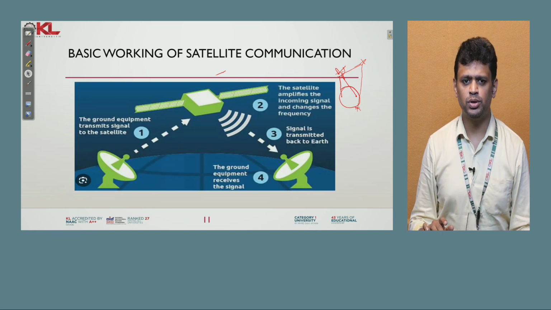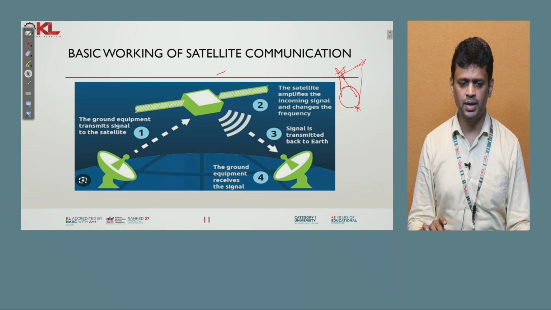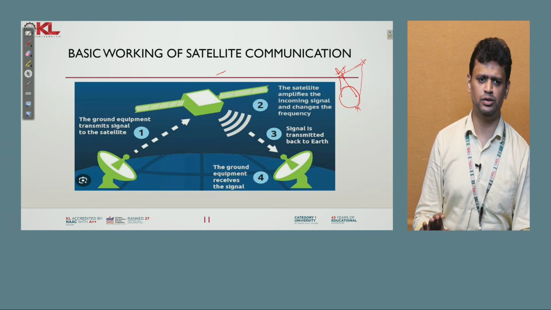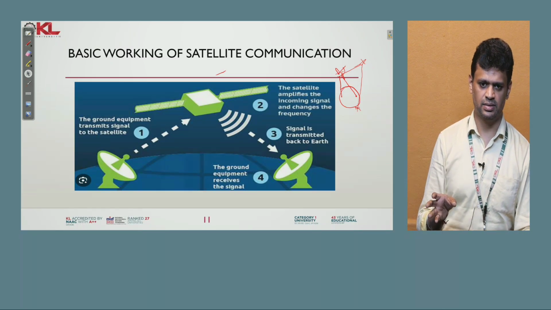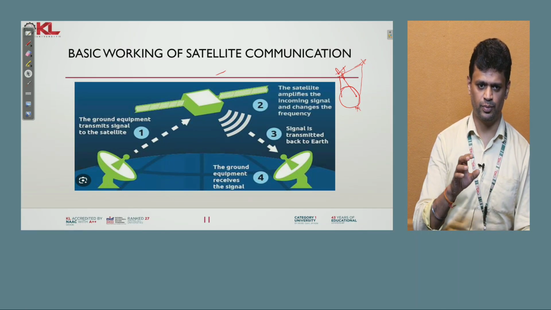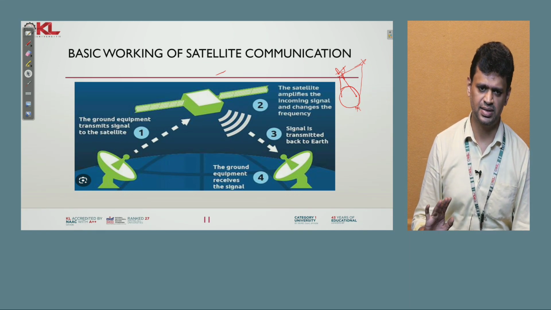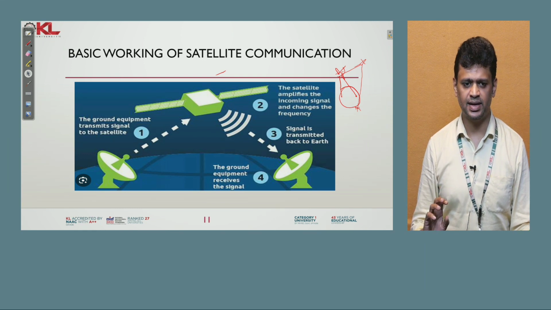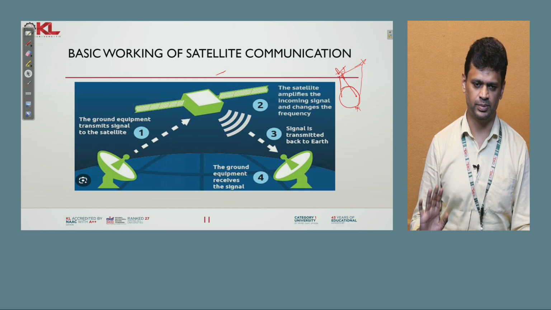So now let us come to the basic working of satellite communication. If you see the ground equipment, the ground equipment transmits the signal to the satellite. Now you can clearly see that both the antennas mentioned in point number 1 and 4 have line of sight communication with the satellite, because both can see the satellite. So what does the satellite do? The ground station transmits the signal to a satellite.